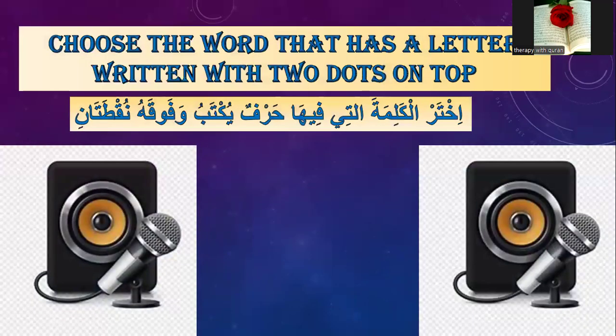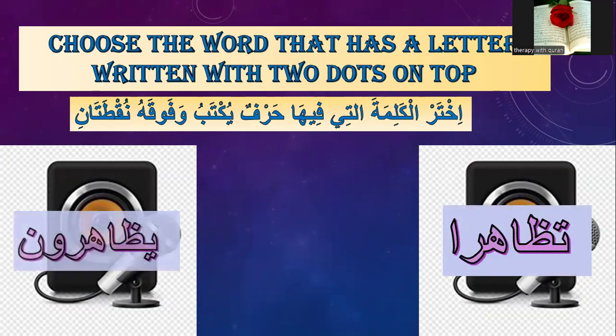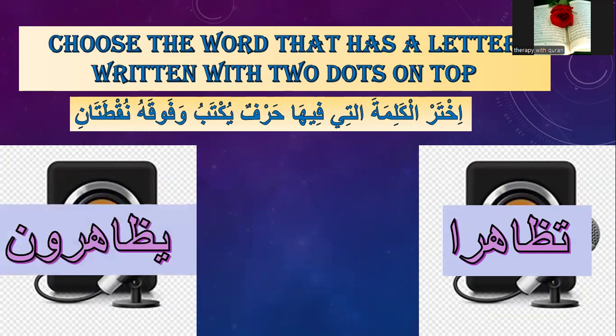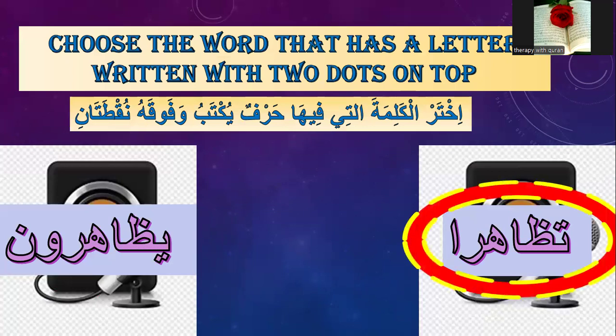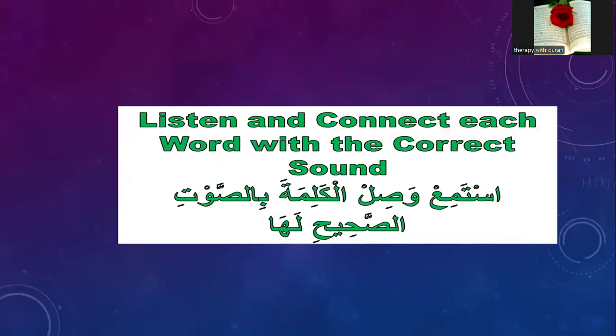Choose the word that has a letter written with two dots on top. Please listen. Number one, تظاهر. Number two, يظاهرون. Which one is correct? Yes, تظاهر. Good.